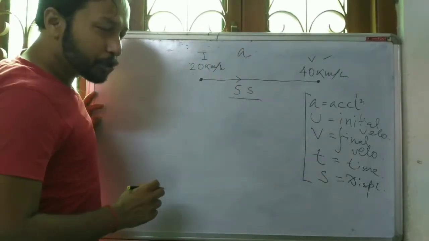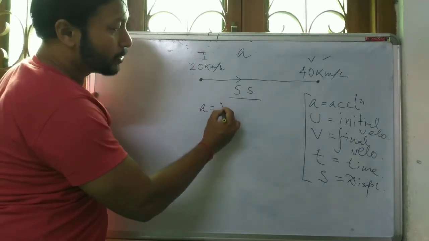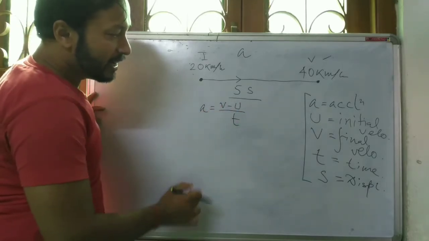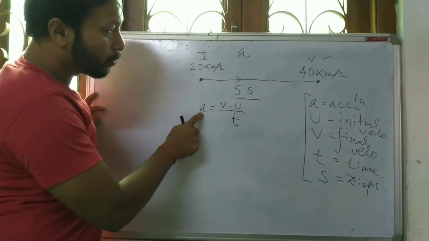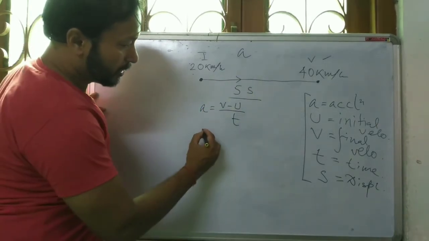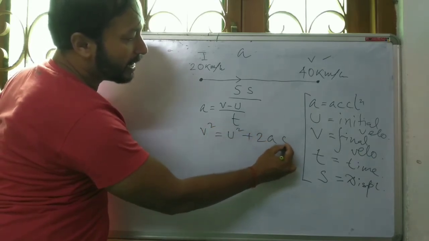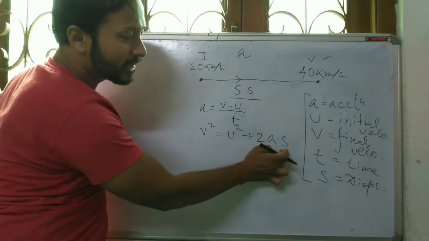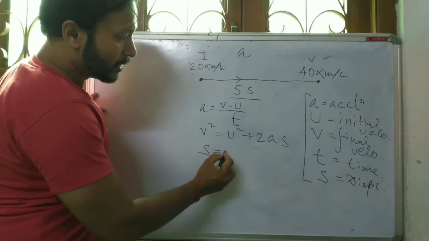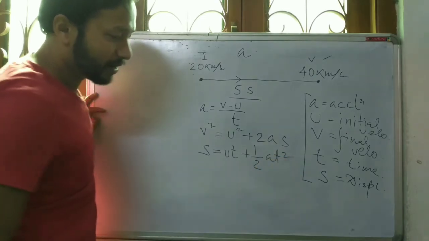So the first equation of linear motion is acceleration equal to V minus u by t. This is the formula by which we can calculate the acceleration of the object. Next equation of motion, V square equal to u square plus 2as. Now what is V, what is u, what is a, what is s, all this you know. Next equation of motion is S equal to ut plus half a t square.